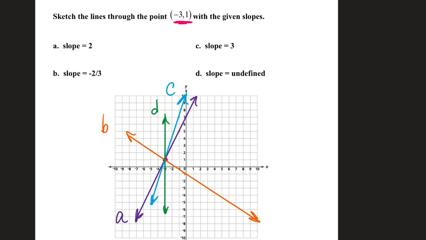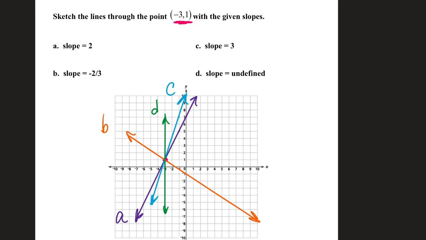Part B, a slope of -2/3. If you go down 2 over 3, repeat that process, you'll always find points that lie on this line, line B. Line C, slope of +3, we'll go up 3 over 1, up 3 over 1, draw a line through those points, and you got line C.